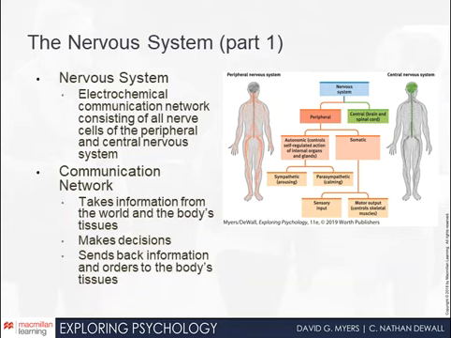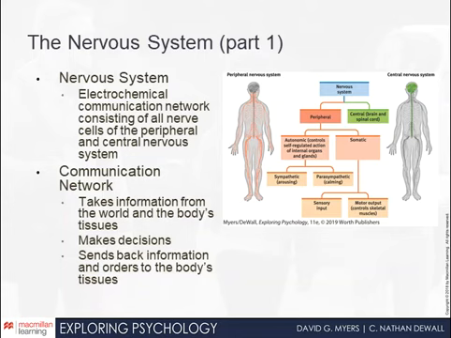Now, let's look at a bigger picture. So we've talked about the building blocks here. We went really small and talked about neurons, the building blocks of the nervous system. Now let's talk about the nervous system. The nervous system is an electrochemical communication network consisting of all the nerve cells of the peripheral and central nervous system. As you can see in the graph, the central nervous system is very brief. It's made up of the brain and the spinal cord. They exist in the center of the body, ergo the central nervous system.